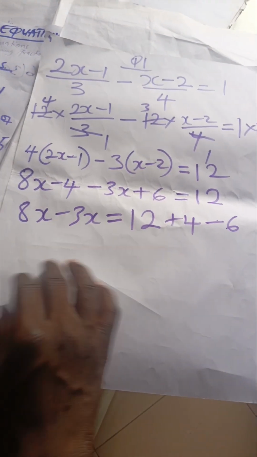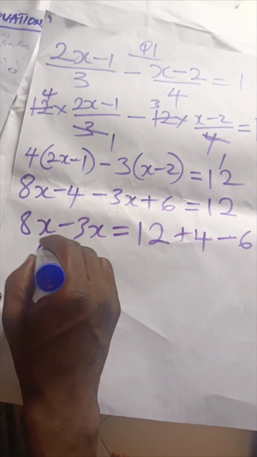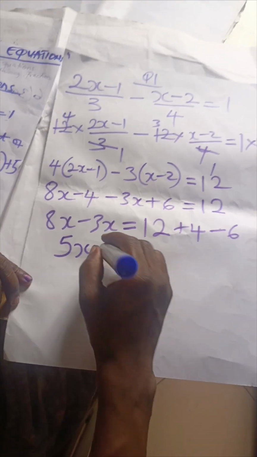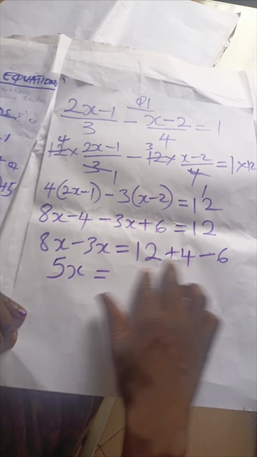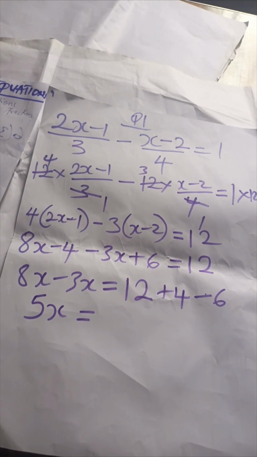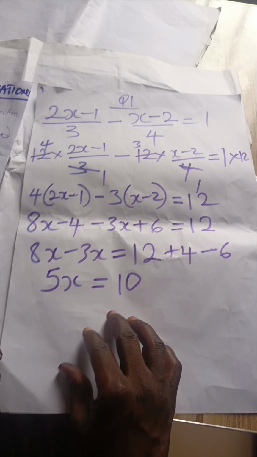Now let's do our necessary subtraction. Now 8 minus 3 will give us 5. So that means we are going to have 5x is equal to, then we have 12 here plus 4 will give us 16. Then 16 minus 6 will give us 10. And here we are going to solve for x.